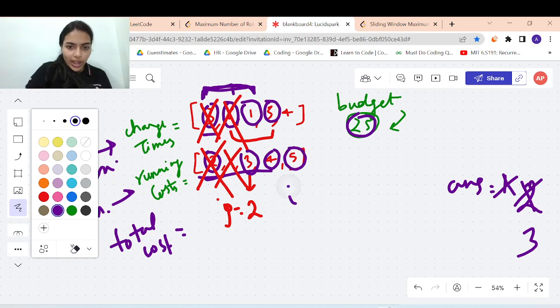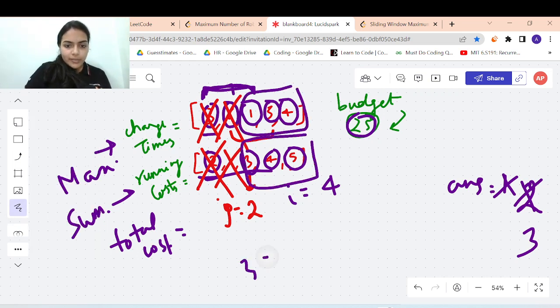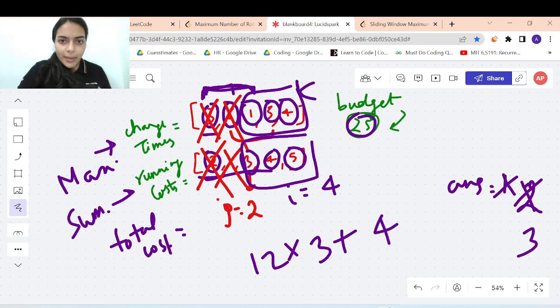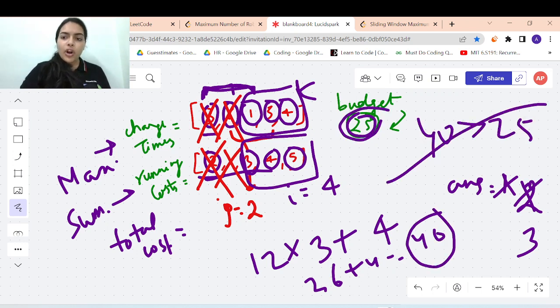Okay, so I will come here, I will come at 4. So now we have these 3 elements that we are picking. So what is the total cost? 3 plus 4 plus 5. 3 plus 4 is 7. 7 plus 5 is equal to 12. 12 into 3 elements plus maximum value is 4. This is the maximum value. 36 plus 4, 40. 40 is obviously exceeding 25. Not possible. You cannot pick these 3 robots.